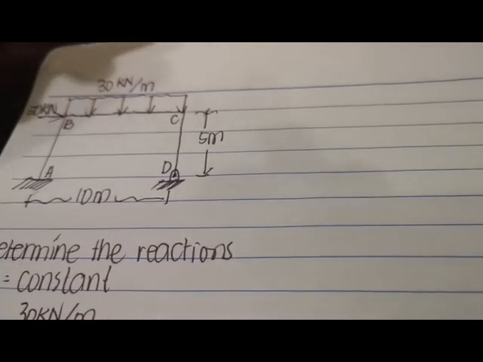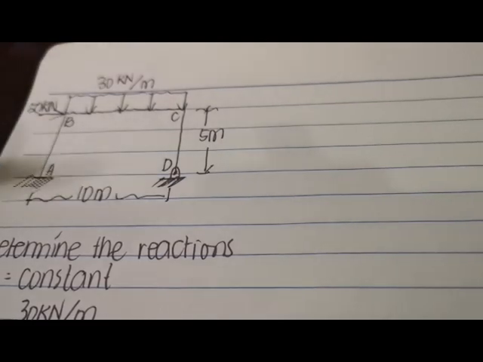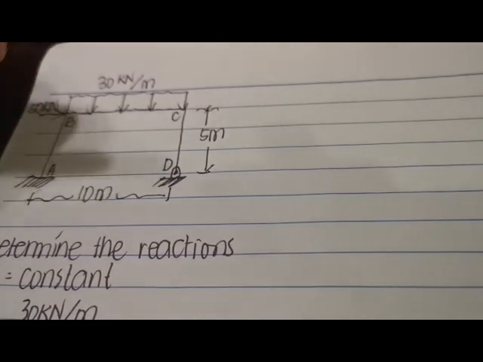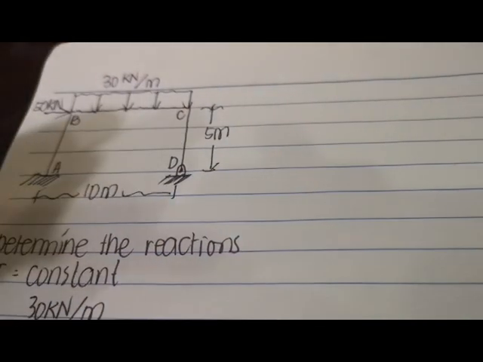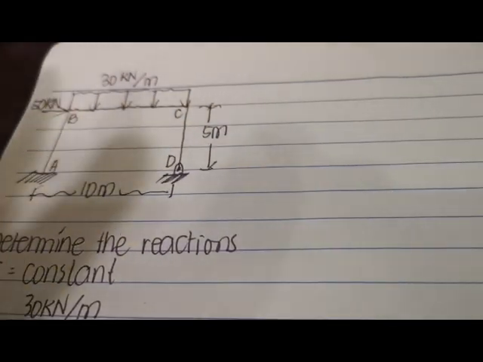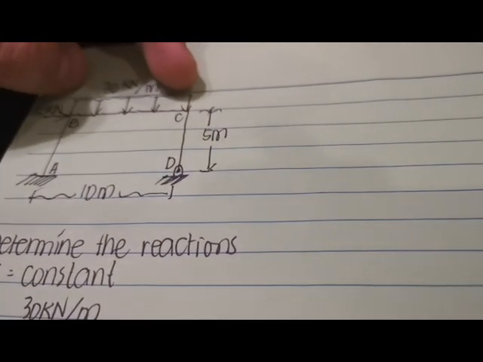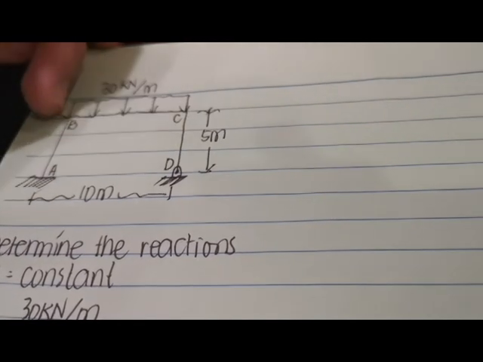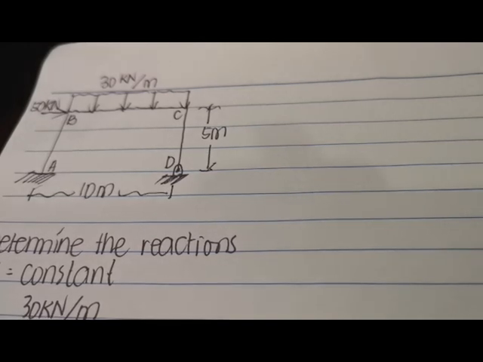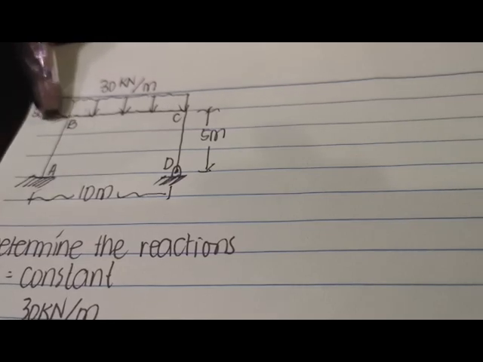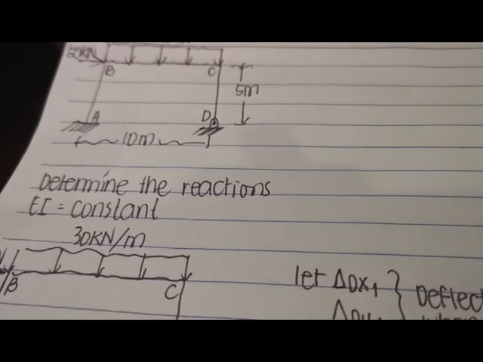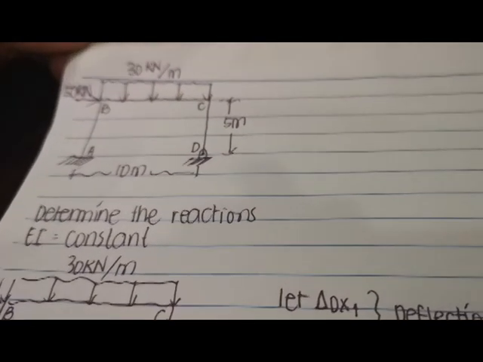So let's consider this example. You're given a frame with members AB, BC, and CD. Member AB and member CD are vertical with a length of 5 meters, and member BC is 10 meters, acted upon by a uniform load of 30 kilonewton per meter, and a concentrated load of 50 kilonewton acts at point B. Now we are to determine the reactions, assuming that your EI is constant.